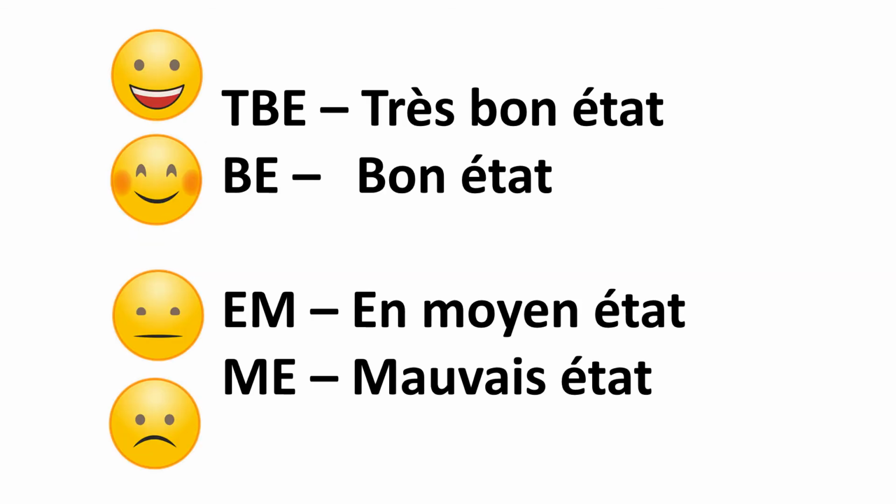So in the following section, because of space, I had to put everything in capital letters like this. So this is what it means. TBE, très bon état. BE, bon état. IM, en moyen état. ME, mauvais état. So mauvais état is the part you have to really be careful, because mauvais état really means it's in bad state, okay? And it has to be written on the form.